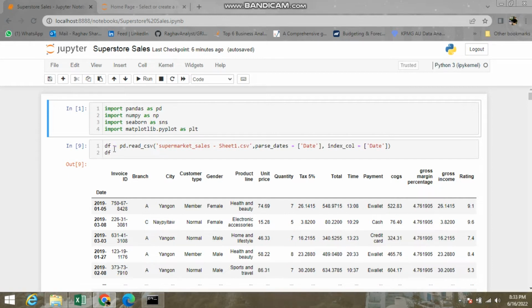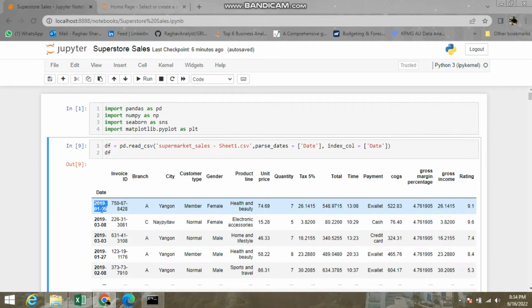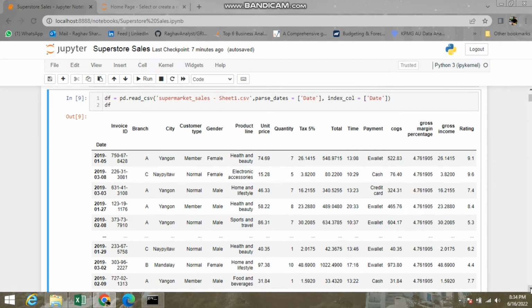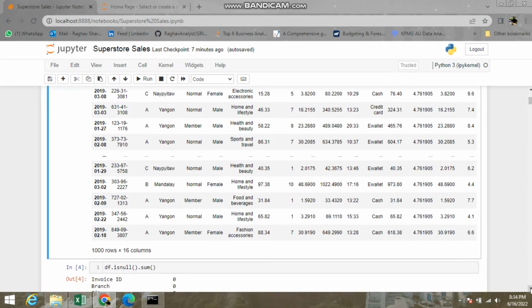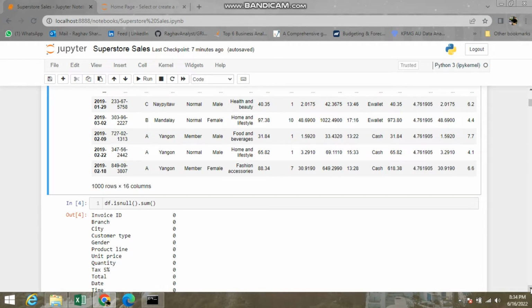Next, I've loaded the data set over here using the read_csv command. I have used the parse_dates argument, which converts the date into this format: year, month, and day. I've also made sure that this is set as the index. I'll let you know later why I have used this as an index; you'll come to know later in this video.